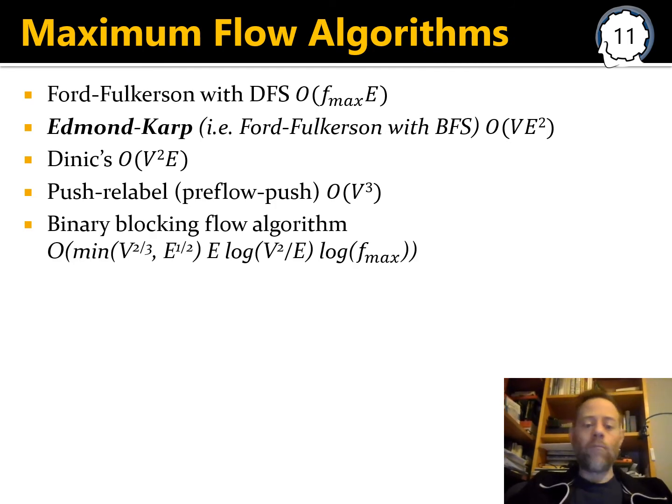Then there is a number of others like push relabel or preflow push, which is V cubed. And even more efficient algorithms called binary blocking flow algorithms. Normally, for this course, usually Edmond-Karp is sufficient. If you want something a bit faster, one can recommend DDDD95.